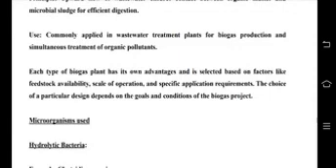Each type of biogas plant has its own advantages and is selected based on factors like feedstock availability, scale of operation, and specific application requirements. The choice of a particular design depends on the goals and conditions of the biogas project. So we learned different types. So let's have a quick summary.